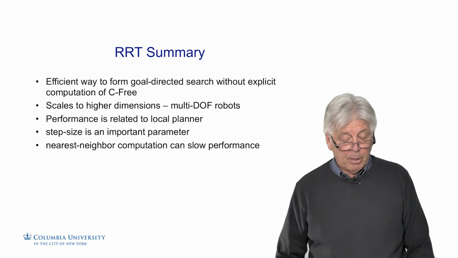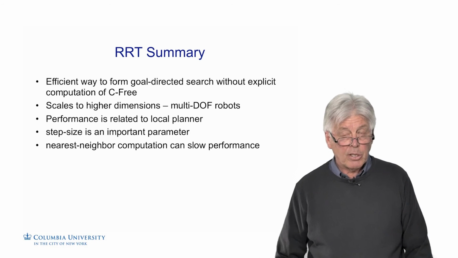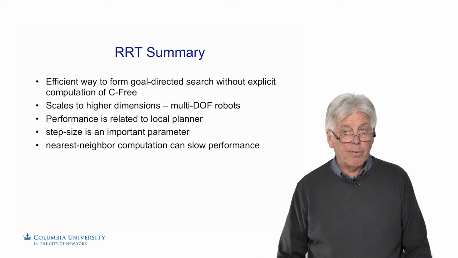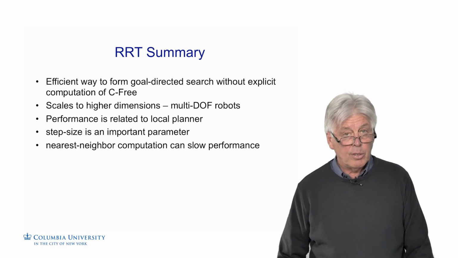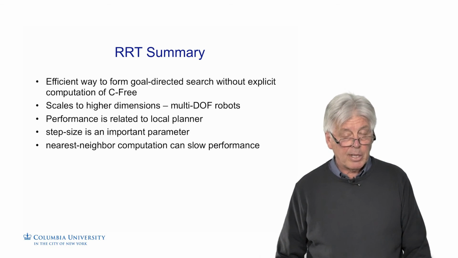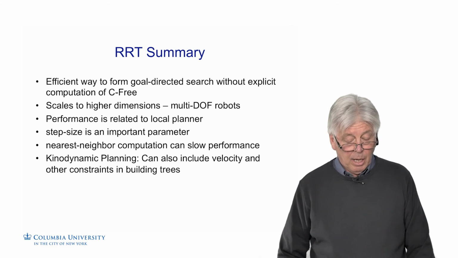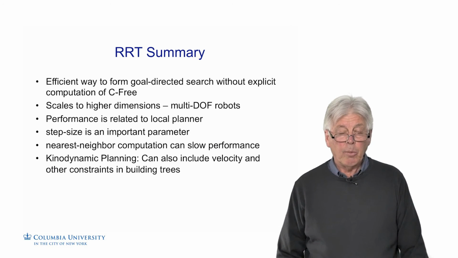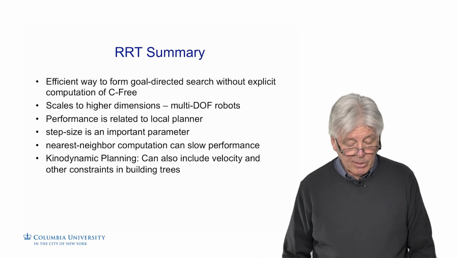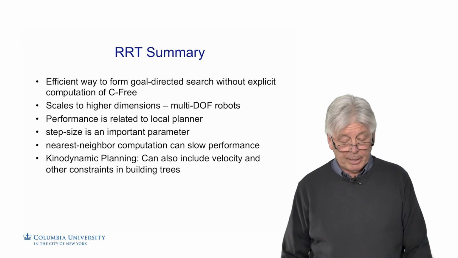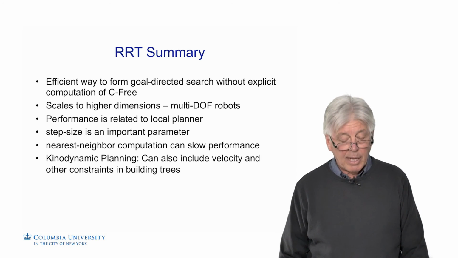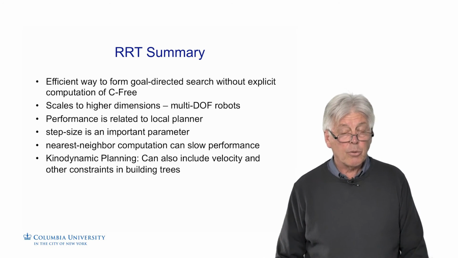The nearest neighbor computation can slow performance because, as you can see from some of these RRTs, you have thousands and thousands of nodes, so nearest neighbor becomes an important computation. You have to find the nearest neighbor efficiently. One nice thing about RRTs, and we won't have time to talk about them today, is that they can be used in what's called kinodynamic planning. You can also include velocity and other constraints in building these trees.